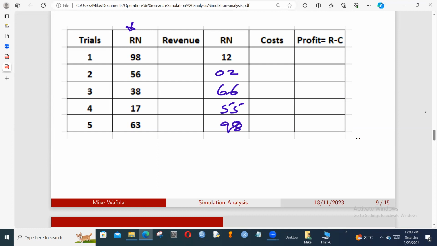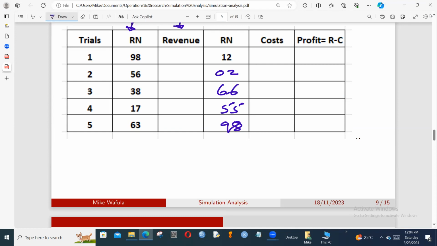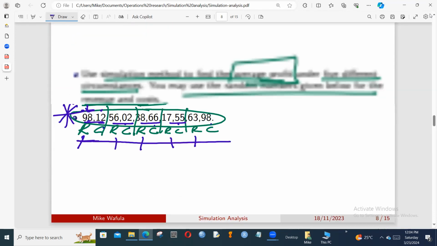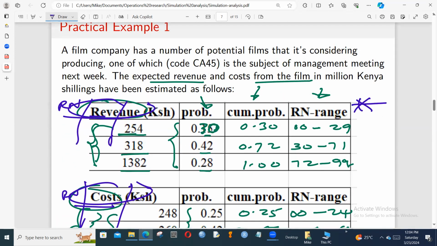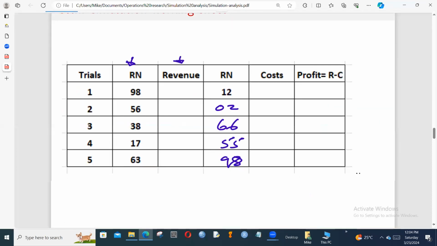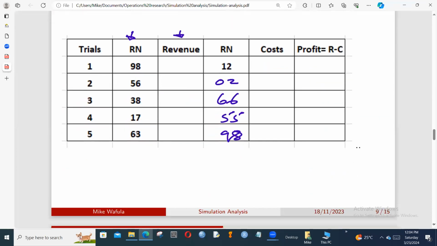Now we need, using simulation, we want to fill this column for revenue first. And for us to fill that column for revenue, we now go back and use this table for revenue, the range of random numbers we have created under revenue. So we are making use of this first table to fill that column of revenue in that question.